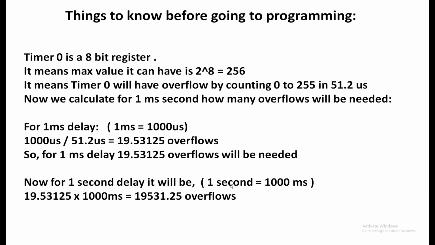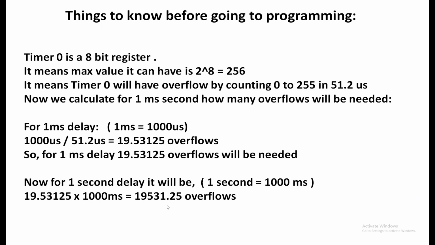Now this is like a standard. This equation, I will also tell you how to make a function in MikroC, so you don't have to do these calculations again and again. You simply write those three calculation lines and this will be done on auto. So the next thing is, we have to see that we need 19531.25 overflows. But the point is we also have prescaler. Now let's see how the prescaler will affect this.